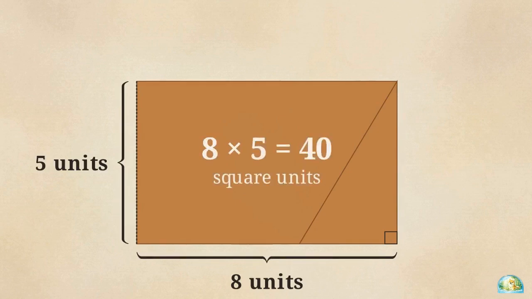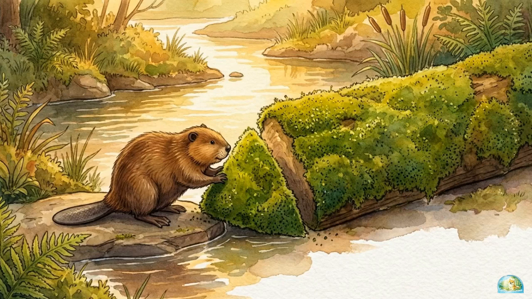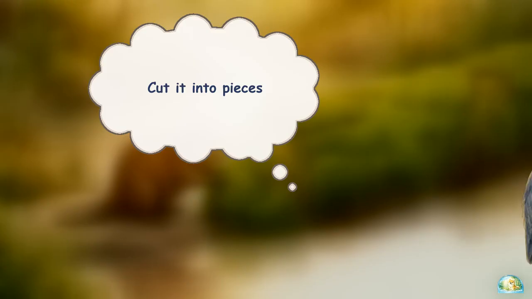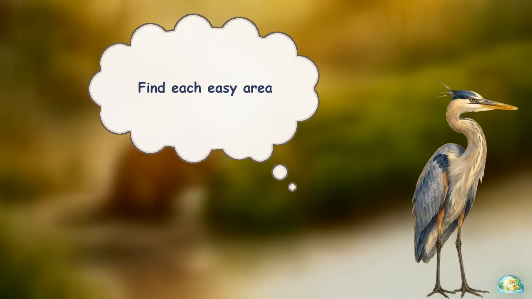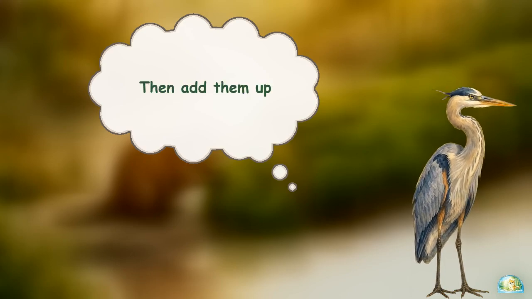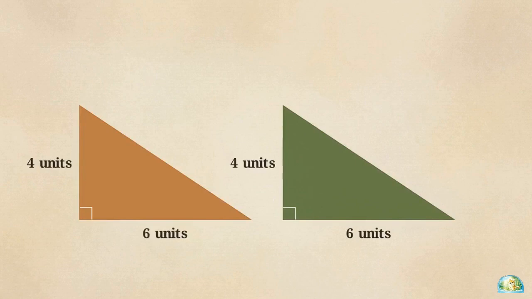Multiplying them gives us an area of 40 square units. Physically reforming the shape shows why parallelograms use the same calculation as rectangles, base times height. Cut it into pieces. Find each easy area. Then add them up. These two identical right triangles have side lengths of 6 and 4 units.